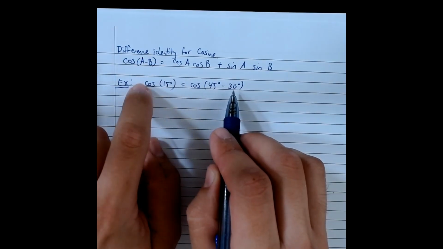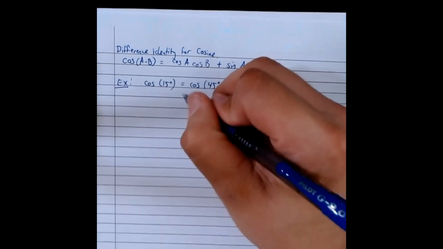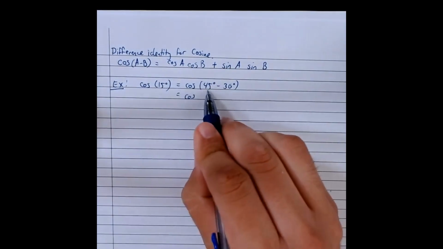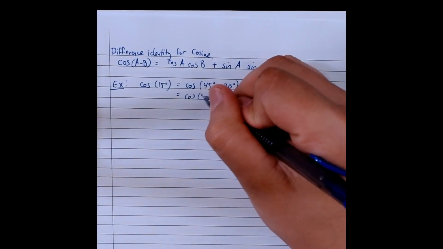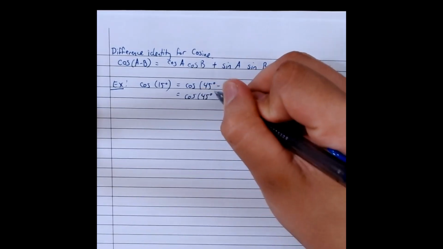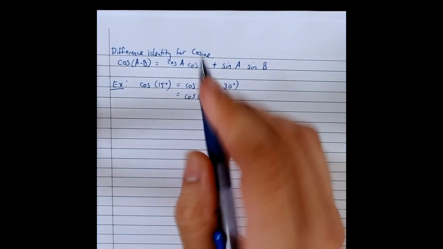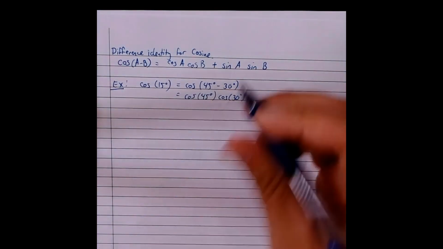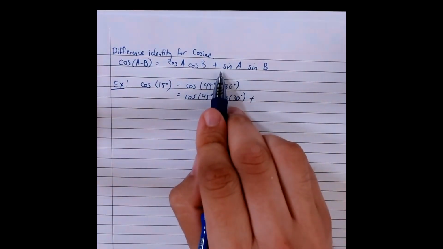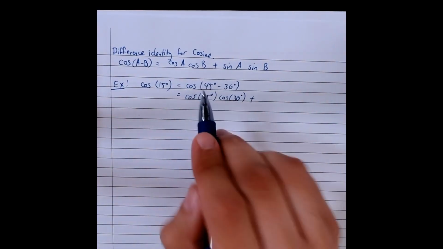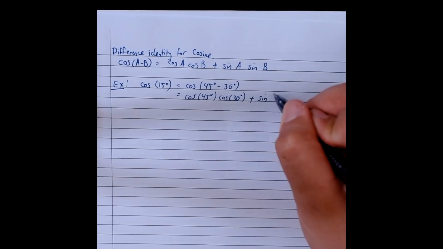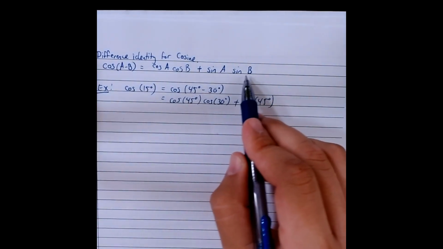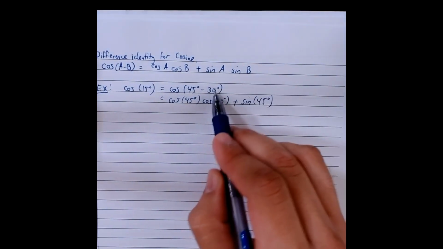What the difference identity tells us is that we can find that by taking the cosine of the first angle, which is 45 degrees, times the cosine of the second angle, which is the cosine of 30 degrees. Plus, now we take the sine of the first angle, so sine of 45 degrees, and then we're going to multiply that by the sine of the second angle, which is 30 degrees.